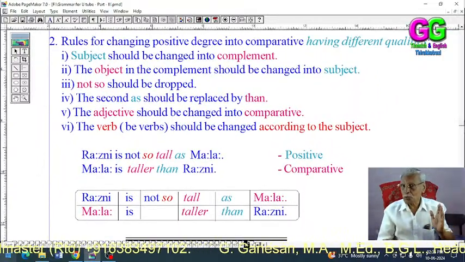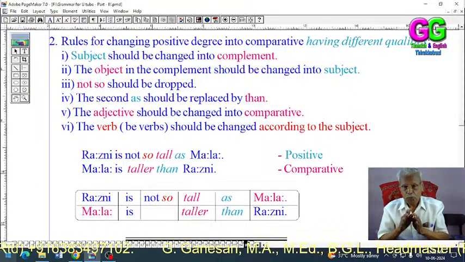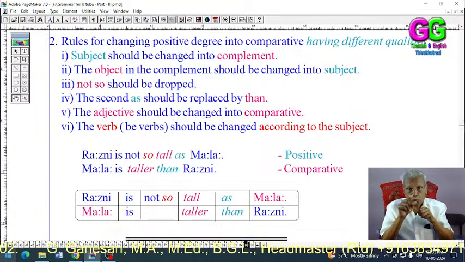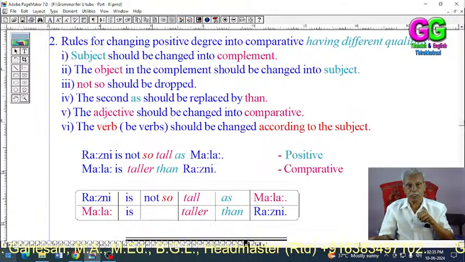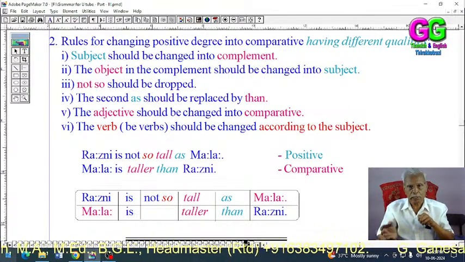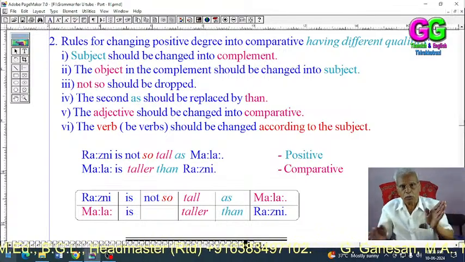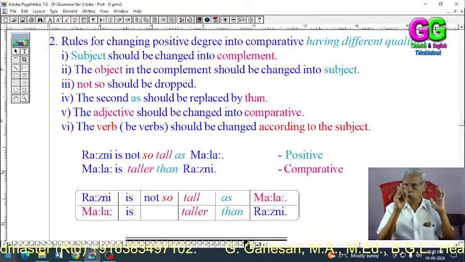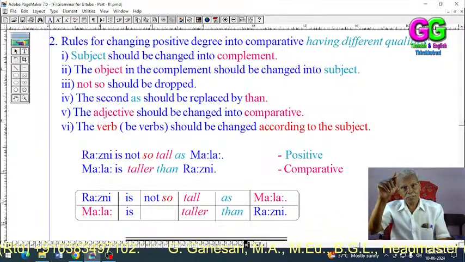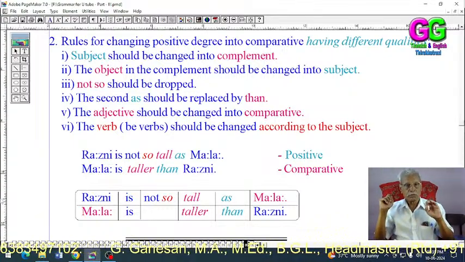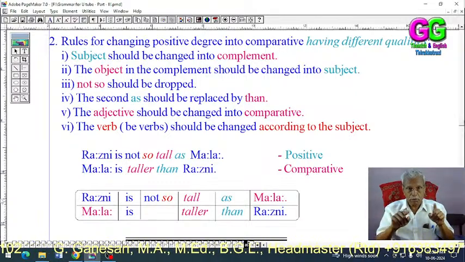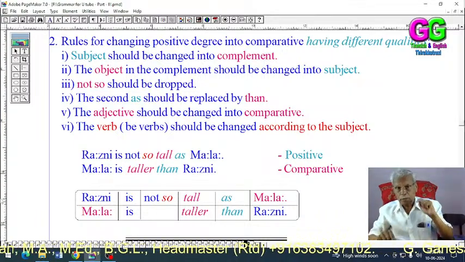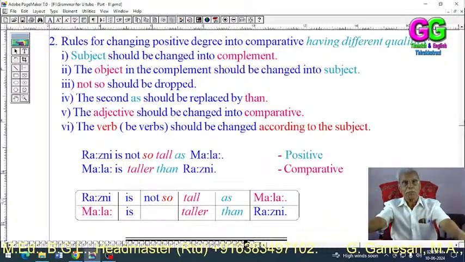My dear students, don't get confused. When changing from positive into comparative degree of two things having different qualities, the same rules we follow for things having the same qualities are also followed here. Only one change is there: "as" is replaced by "not". Here the "not so" is tracked. That's all.